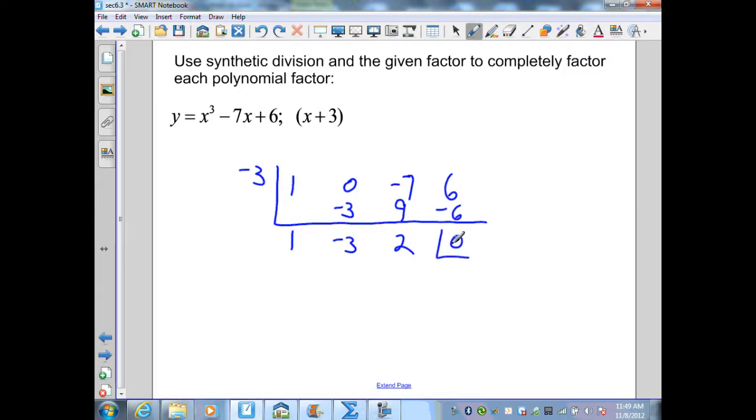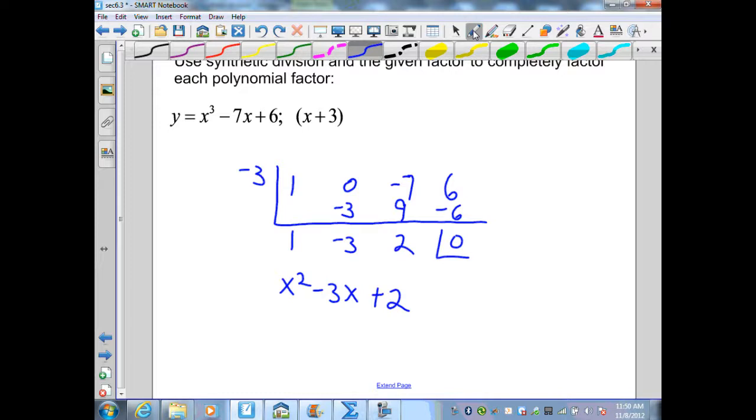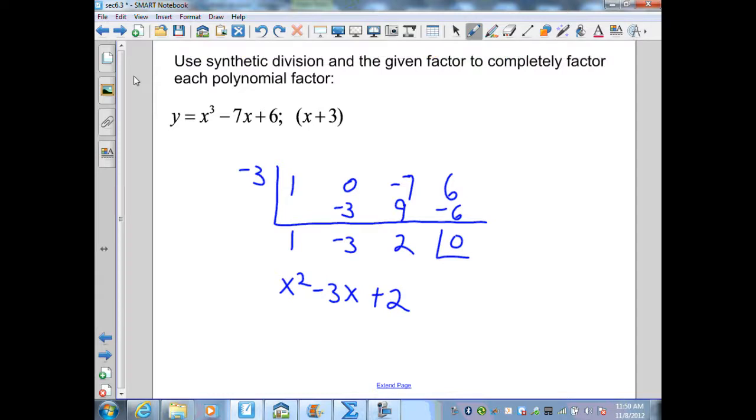And recall, what I can do is to write these coefficients in an expression with a term starting 1 degree less than my largest degree in my original expression. So here, x cubed, so I'm going to have x squared minus 3x plus 2. And what they wanted was to have a solution in factored form. To do that, all I need to do is to take this expression and factor it.